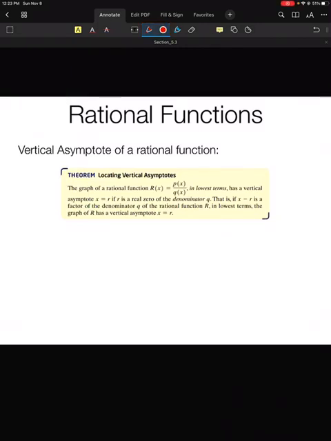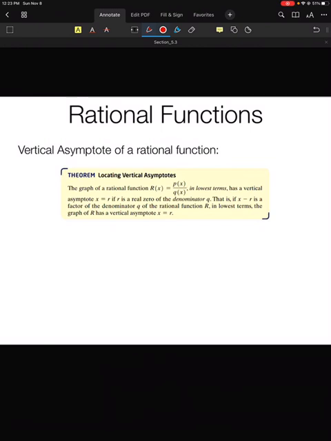Hi everyone. In this video we're going to continue on with section 5.3, which is talking about properties of rational functions. And the property that we're going to focus in on in this video is the vertical asymptote of a rational function. Okay? And so here's a theorem from our book about locating vertical asymptotes.